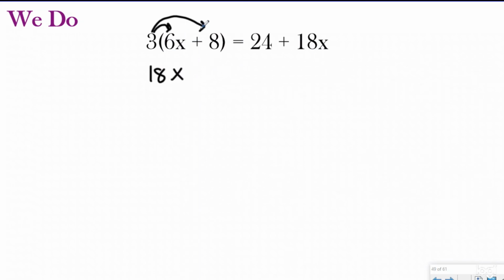Then I have 3 times 8, which is 24. And uh-oh, now I can see that this is going to be the characteristic of an infinite solution because my variables are the same. I have positive 18x on either side, and I have a positive 24 on either side. So I think that this linear equation matches the characteristics of an equation with an infinite amount of solutions.